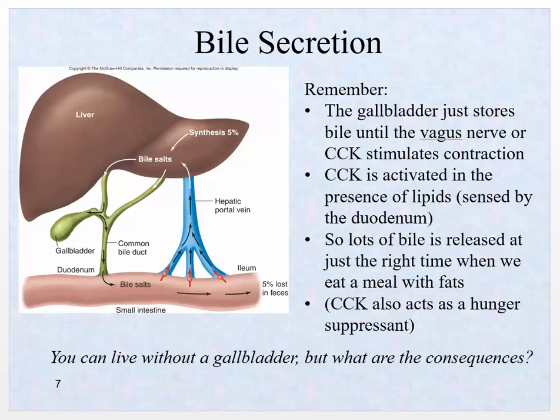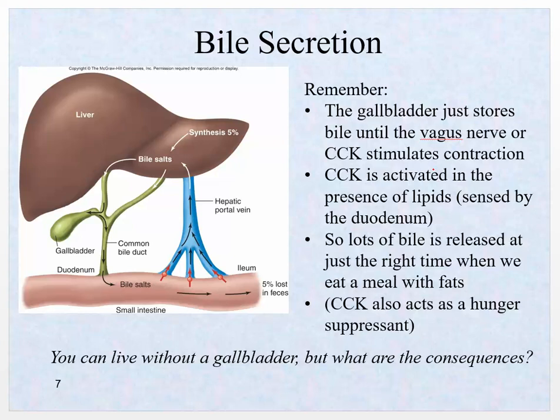So if we go through this again, bile secretion. So here's our liver. And remember, the gallbladder just stores bile until the vagus nerve, or cholecystokinin, CCK, stimulates contraction of the bladder. Okay. So CCK is activated in the presence of lipids. So we said that before, when you eat that cheeseburger and it goes through the stomach and gets into the small intestine, it will cause the release of CCK. CCK will say, hey, gallbladder, squeeze your bile out. And that's what the gallbladder does.